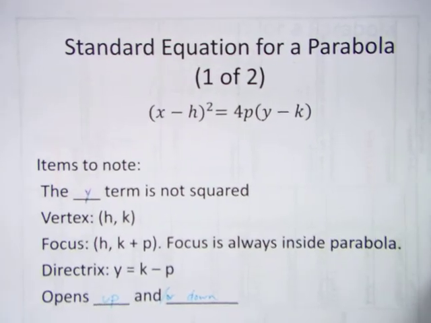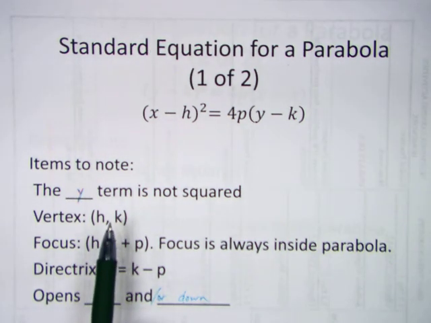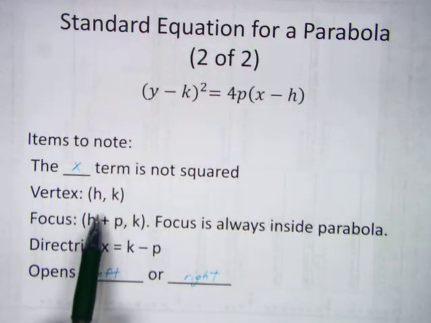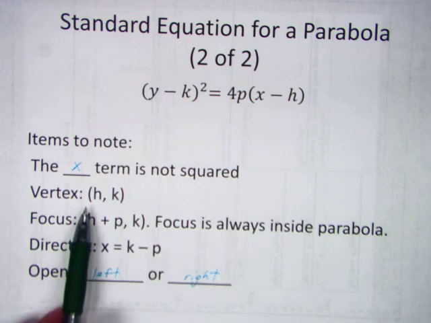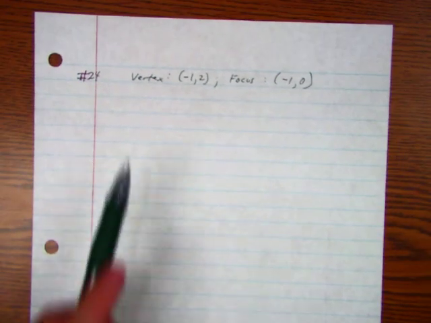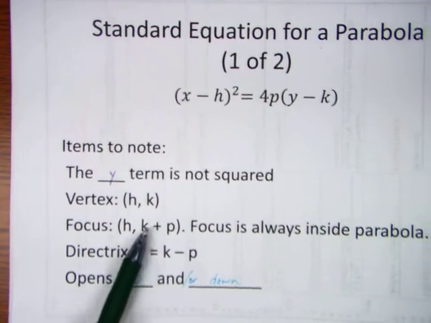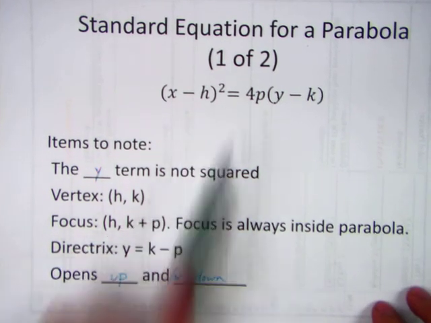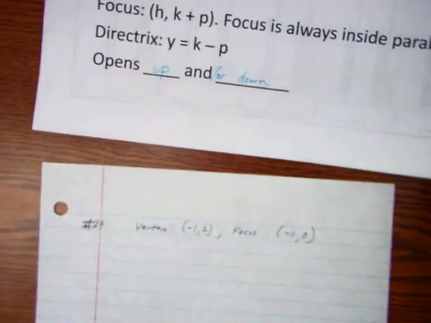Going back to the original slides, the standard equation for a parabola: my vertex is (h, k), and on my focus, my h stays the same, but my y value changes. If we look at the one with (y minus k) squared, we have the vertex as (h, k), but this time my focus, my x value changes. So in this one, the y term changes. So we know that the equation should look like this one. Let's go ahead and start writing that up.